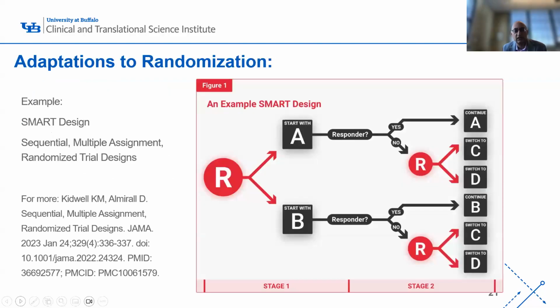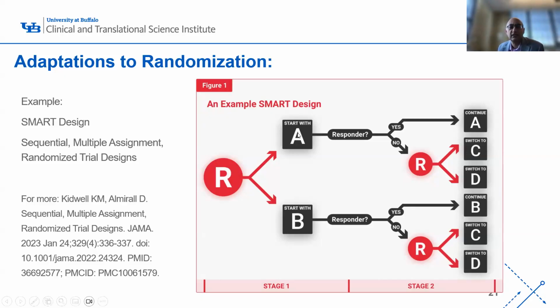So the first one is adaptations to the randomization. This is an example of a pre-planned adaptive design. It goes by the name SMART, which stands for Sequential Multiple Assignment Randomized Trial Design. It's a bit of a mouthful, but what it simply means is that you can pre-plan that you first, in this case, the R means randomize patients to either intervention A or intervention B. One of them might be control, or most probably in this case, there are two different treatments we're randomizing people to. And then let's look at the A.